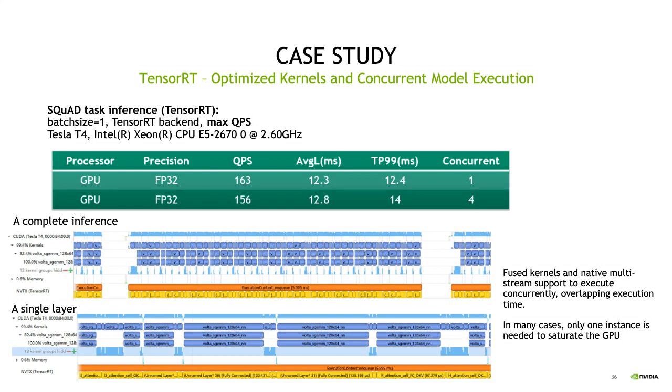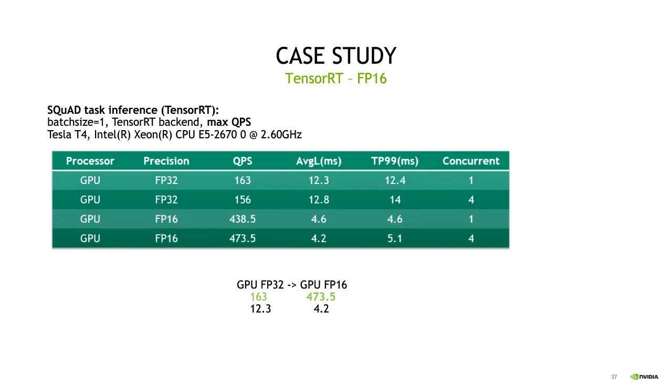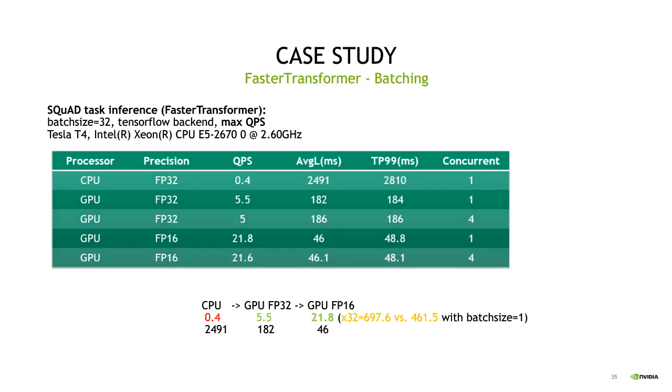This is TensorRT's performance with batch size 1, and again, we will try to execute the inference in FP16. When we use FP16, the QPS of the inference is improved from 163 to 473.5 with 4 concurrency. And you see that the average latency is very stable. It's 4.2. Remember that. Let's go back to the previous slides of FasterTransformer.